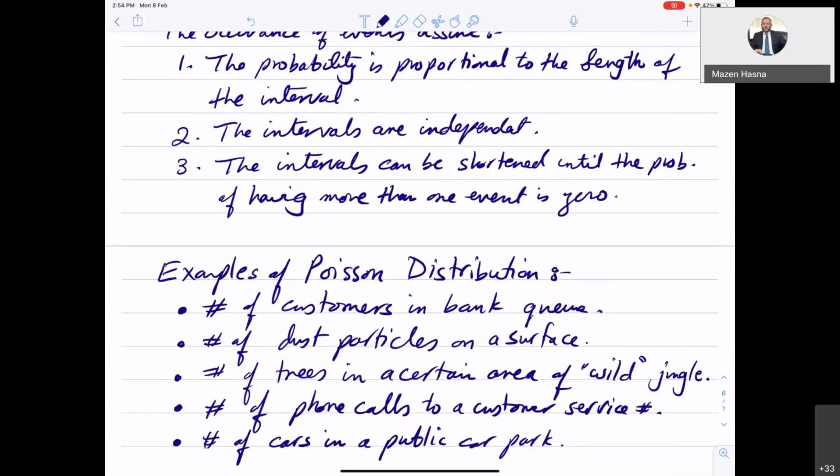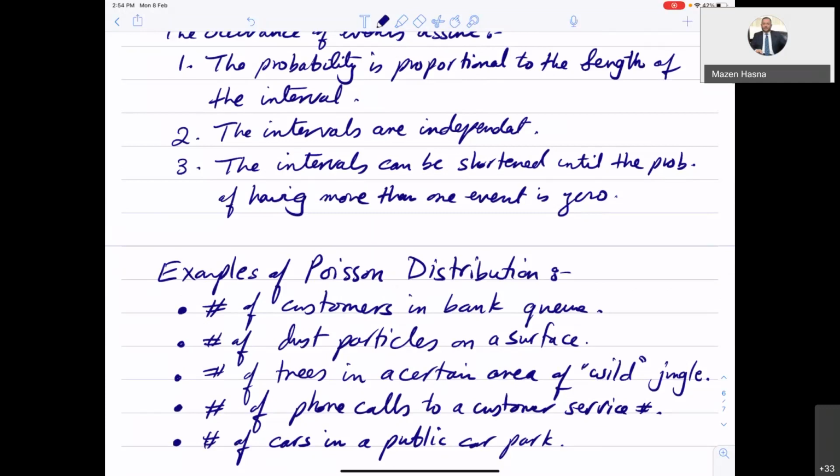The number of phone calls to a customer service. If we talk about the number of phone calls in 1 hour, you have a larger number, probably double, as we'll see, on average, double the number if we are talking about half an hour. In 2 hours, usually you'll have, on average, double that in 1 hour.